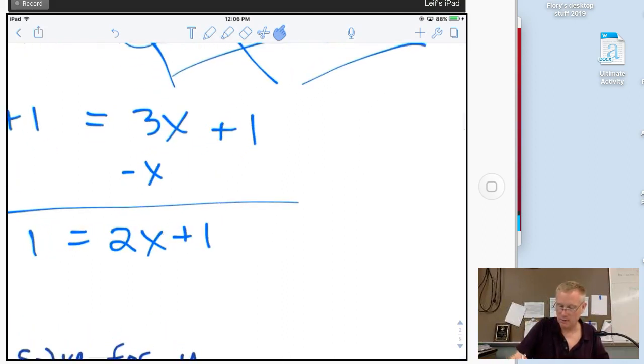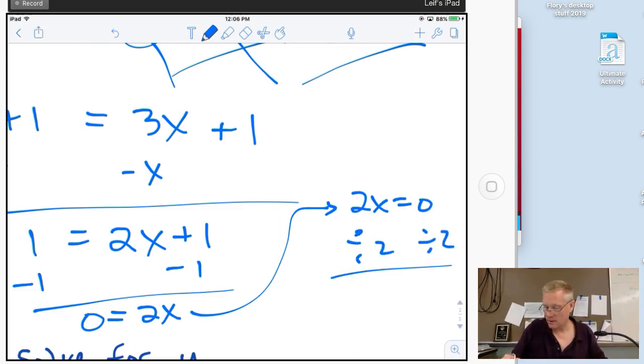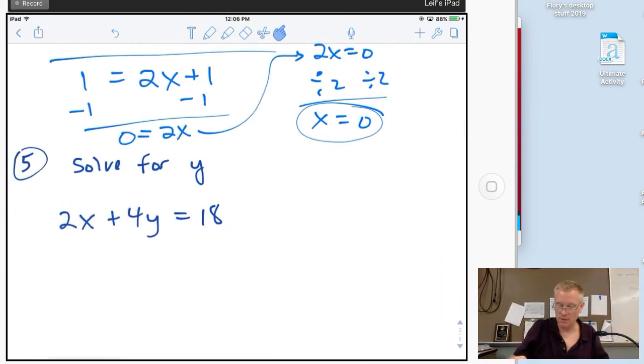And next, I'm going to subtract the 1. And I got 2x equals 0. Running out of space, so I got 2x equals 0. So last but not least, you divide by 2, and you get x equals 0. And that's the answer. Okay? Don't write there's no solution, because there is one, and it's 0.